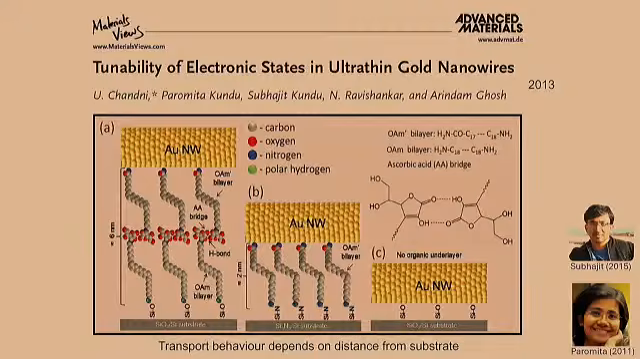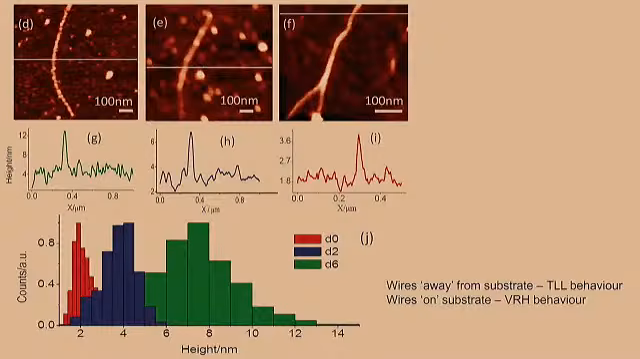We see that the substrate has a dramatic effect on the nanowire, in the sense that in the case where it is directly on the substrate, what we see is a so-called variable range hopping behavior for transport in the nanowire. This is the classical behavior for any disordered system. And the original TLL behavior of the transport completely changes. The IV results clearly show that we have a nice distribution 2 nanometers, 4 nanometers, and 6 nanometers away from the substrate, and these show different behavior.